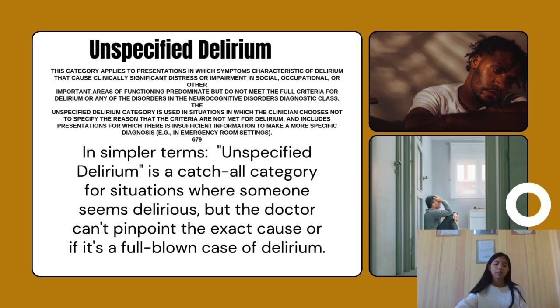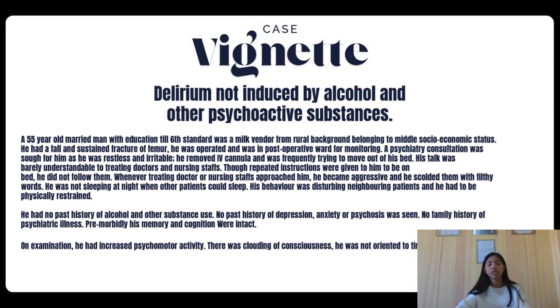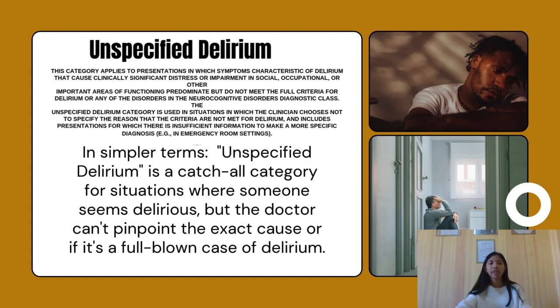Ito kasing dito sa previous slide, itong delirium unknown or unspecified cause, this is from, let me correct, this is from ICD-11, not from DSM-5. Tapos, dito sa DSM-5 yung sinabi dito as unspecified delirium. So, same lang sila. This is what it means. Unspecified delirium is a catch-all category for a situation where someone seems delirious but the doctor can't pinpoint the exact cause or it's not a full-blown case of delirium.